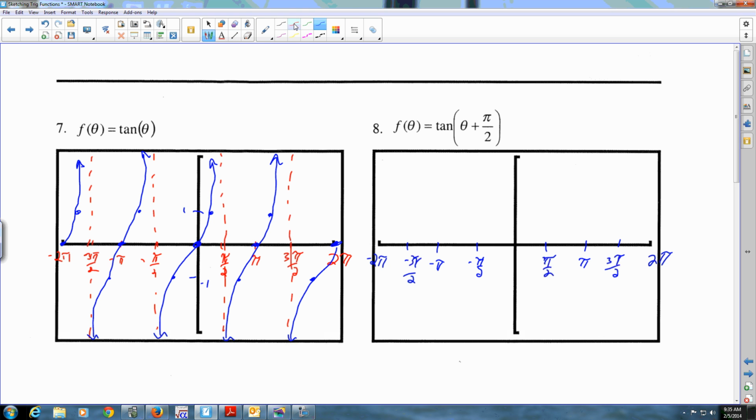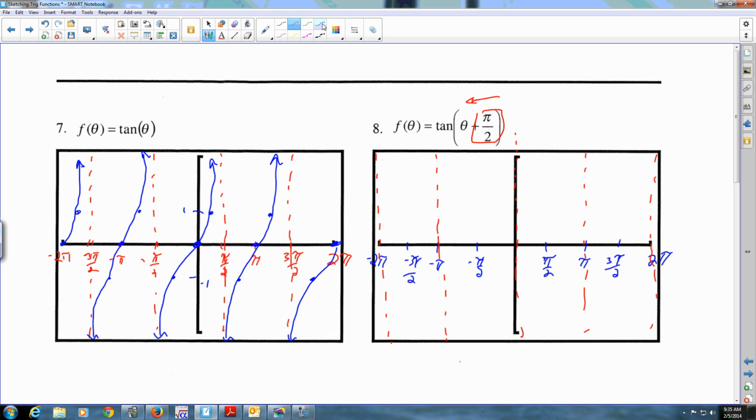Normally, the asymptotes were at pi over 2, 3 pi over 2. But this has shifted it left pi over 2. So I'm going to shift the asymptotes left 90 degrees. So that means this one's going to be right down the middle. This one was here. It's now shifted to pi. This one was here. There we go. This one was at negative pi, so it shifted over. This one was here. It's shifted left.